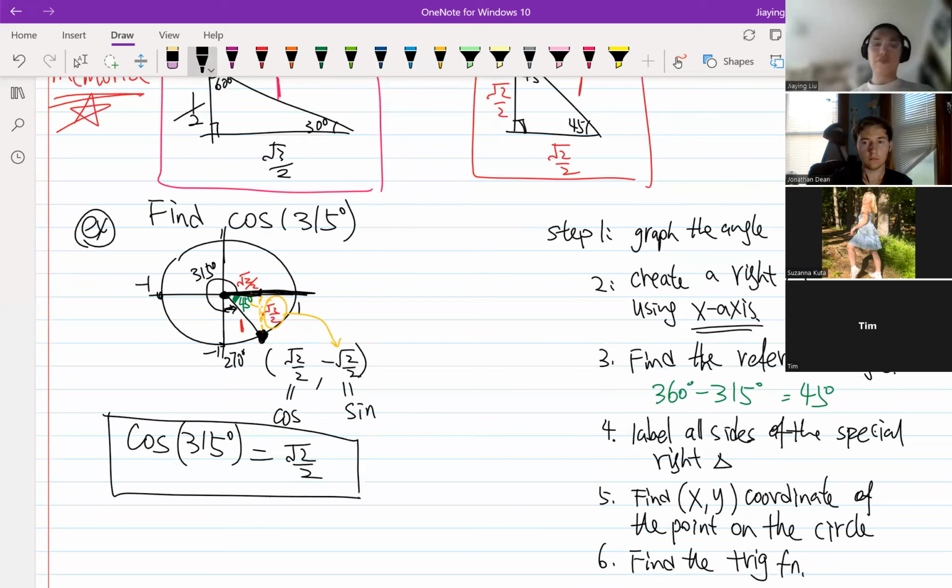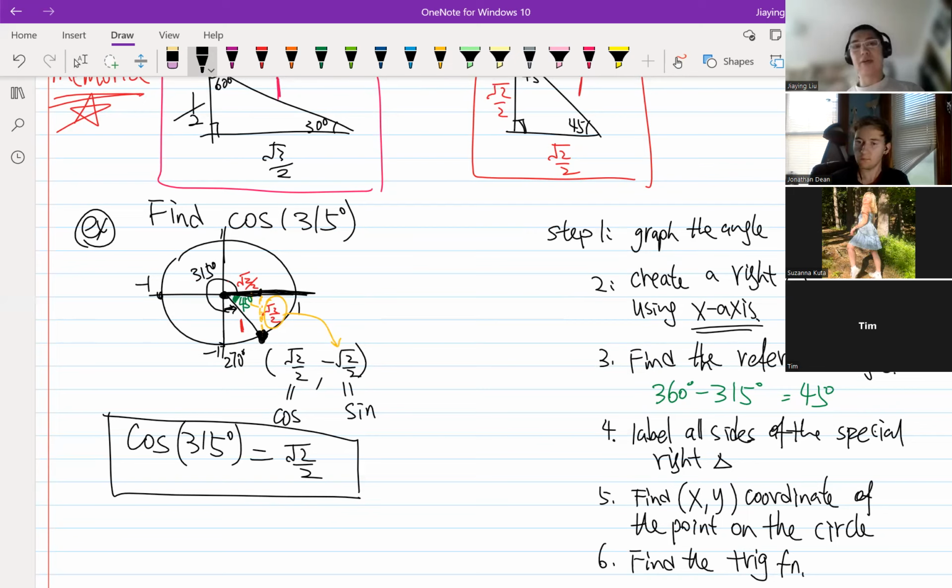I don't know how you feel. I really like this approach because I know it takes a little bit longer, but once you get comfortable with the process, it's actually pretty quick and easy to do. And there's no calculation because you memorize the 3 sides of the special right triangle. And I guess the only calculation you have to do is find the reference angle.